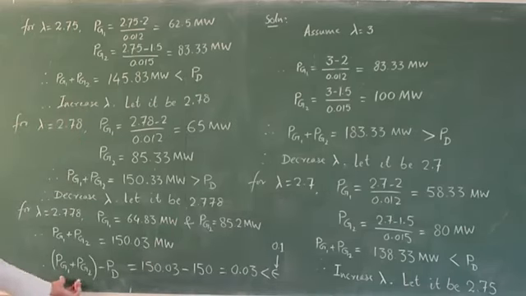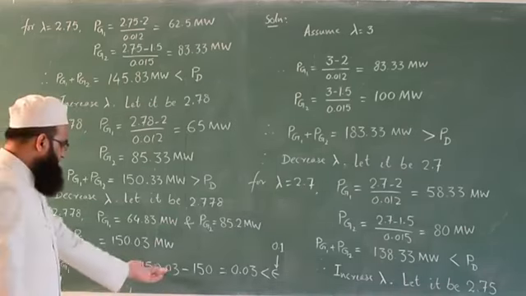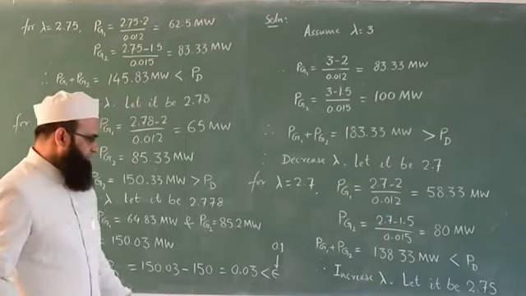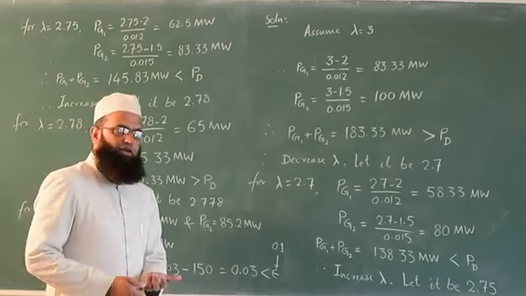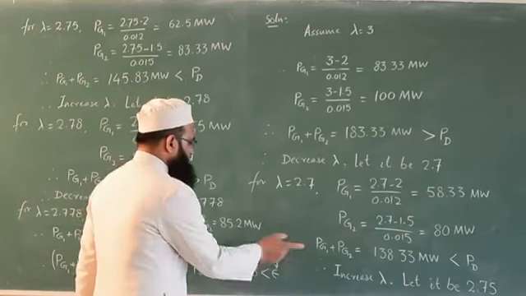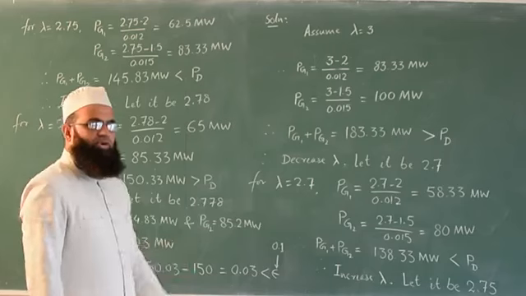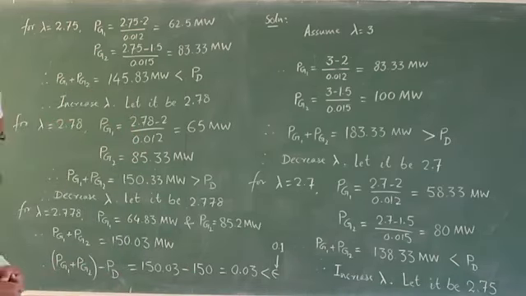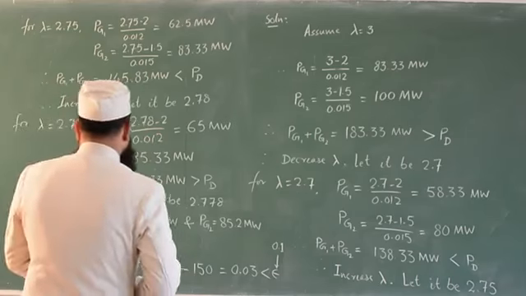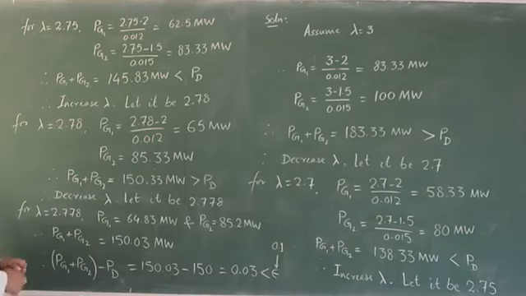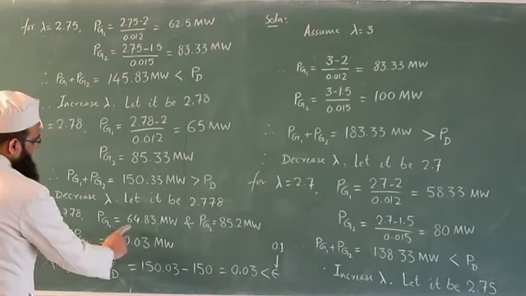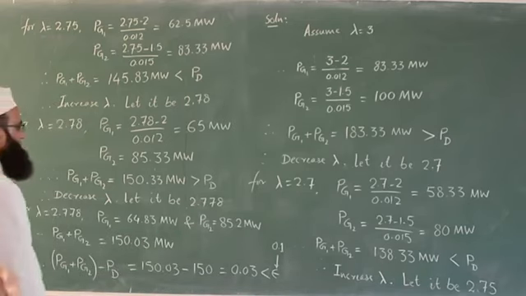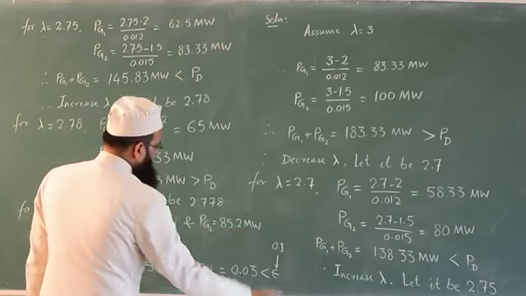Take the difference, total generation minus demand. This difference is coming out to be 0.03, that is within the pre-specified tolerance. Suppose we have specified our tolerance as 0.1, so 0.03 is lesser than 0.1. So now we have reached the optimal solution, and corresponding to this the loading on unit 1, Pg1, is 64.83 megawatt, and loading on generating unit 2, Pg2, is 85.2 megawatt.